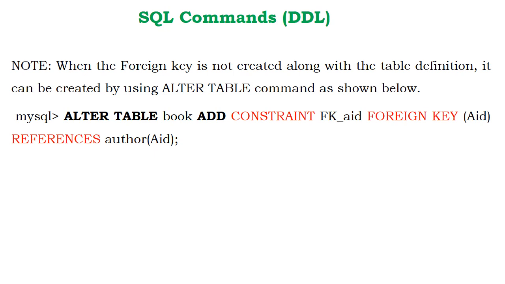Using the alter command. For example, alter table, table name is, for example, book, add constraint name, foreign key, the particular column name. Then reference to the particular table name, within the parenthesis mention the particular column name. So now automatically it will reflect in the table.